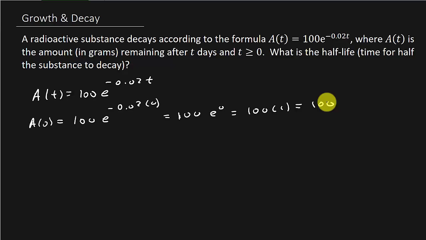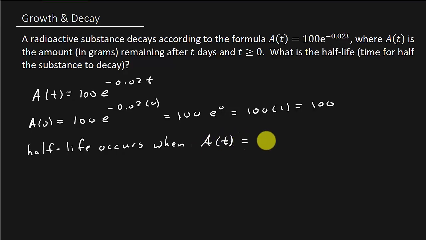And we know now that the half-life occurs when A of T is equal to half of the initial amount. When it's half of the amount present initially, which would be 100 divided by 2, which is 50. Okay?